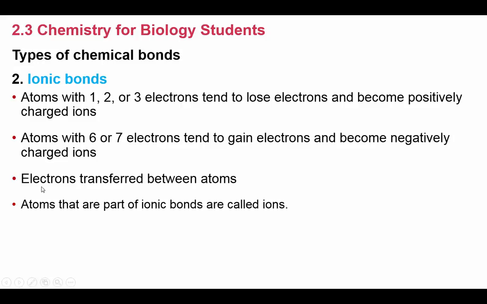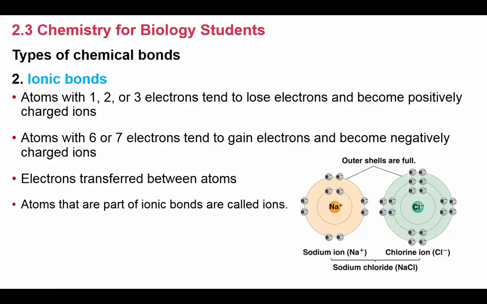And so when electrons are transferred from one atom to the other, it holds them together and forms an ionic bond. And since atoms are either losing electrons or gaining electrons, they then become electrically charged atoms, which remember we call ions. So covalent bonds, they share electrons. Ionic bonds, they transfer. And again, that was the example of sodium and chlorine.